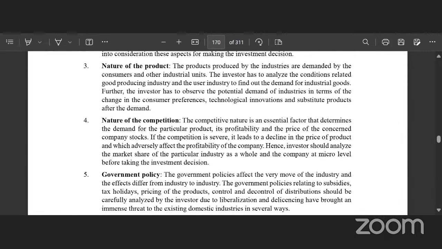Nature of the competition. You should know how competitive the industry is, how many players the industry has, what type or size of the players in the industry. Is it oligopoly or is it monopolistic competition? And how these competitors react to the changes you are planning to do.